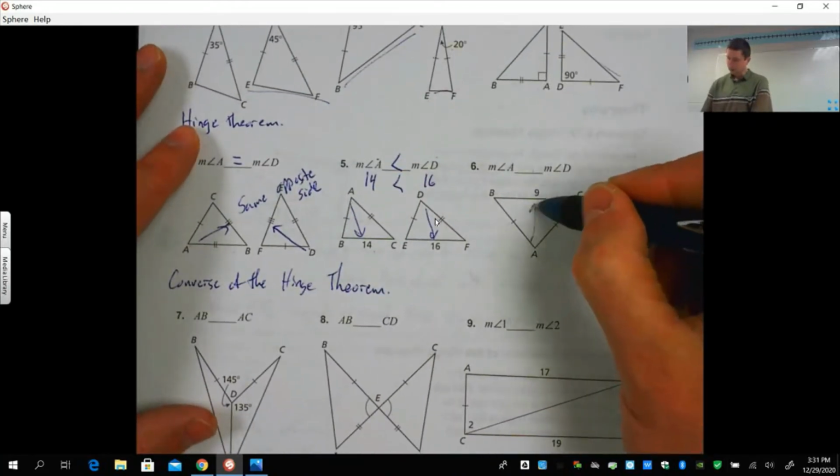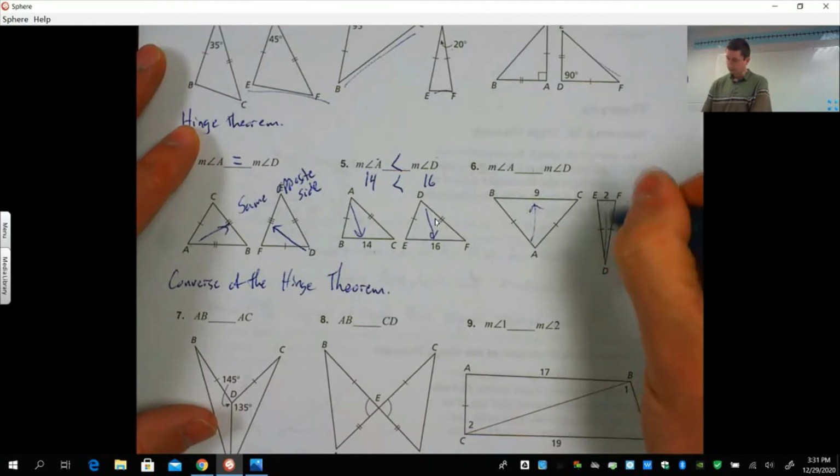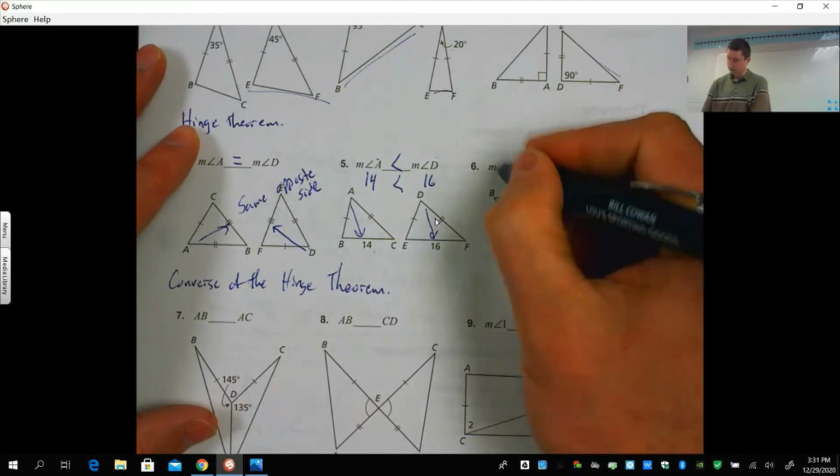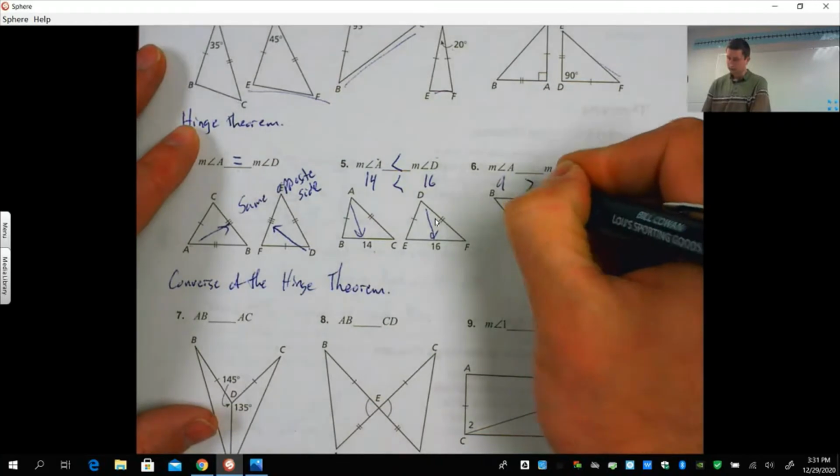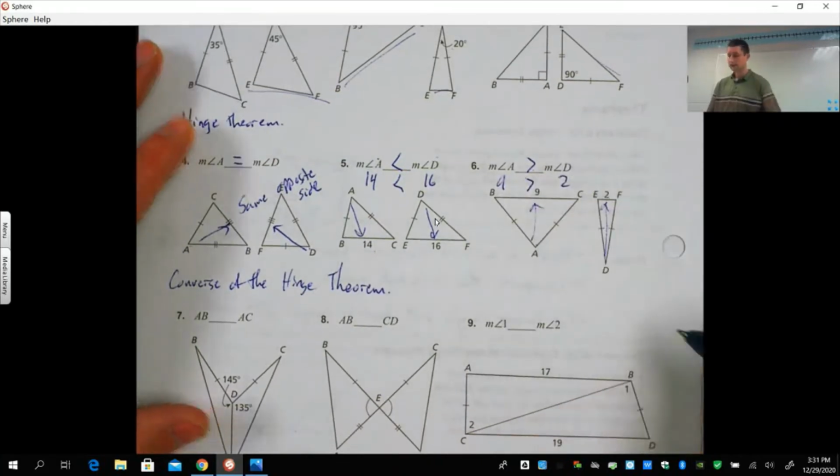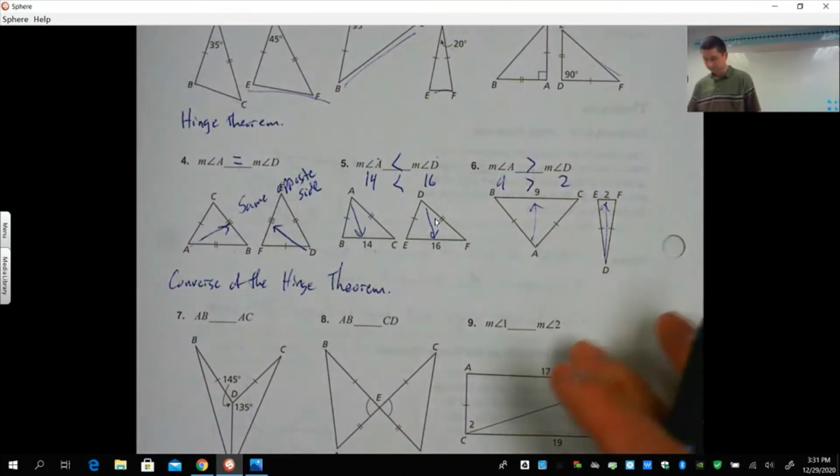Okay, A corresponds to 9. Hopefully you can already get this pretty quick. D corresponds to 2. 9 and 2. 9 is greater than 2, so the measure of angle A has to be greater than the measure of angle D.